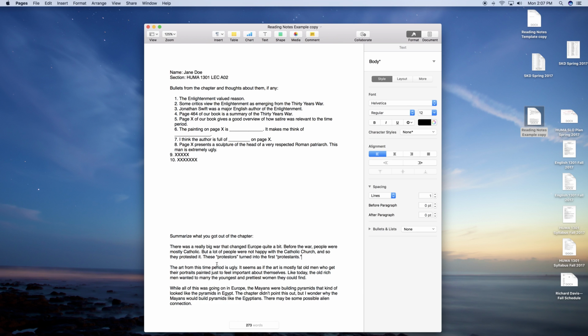The art from this time period is ugly. Well, there's a judgment, right? That's fine. Not everybody's going to think that, but this person thought that. It seems as if the art was mostly fat old men who get their portraits painted just to feel important about themselves. This last part, at least, is true. We talked about paintings as a status symbol, right? Show prestige, all that sort of stuff.